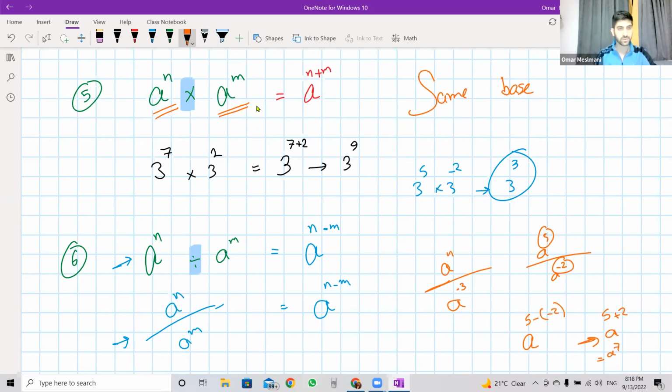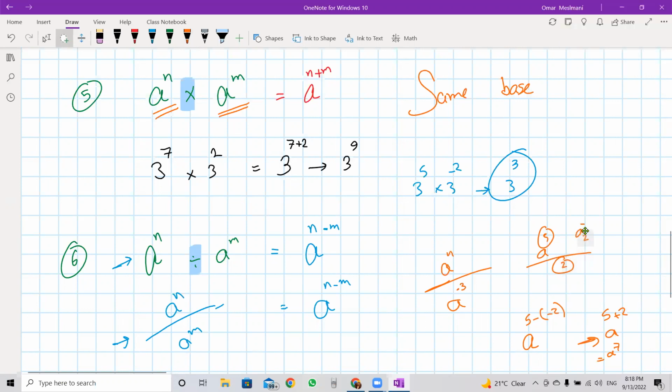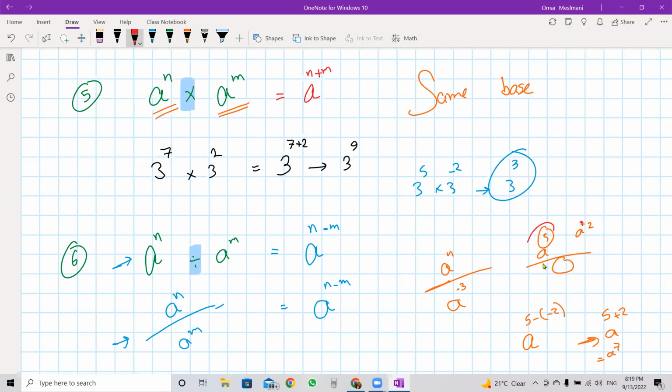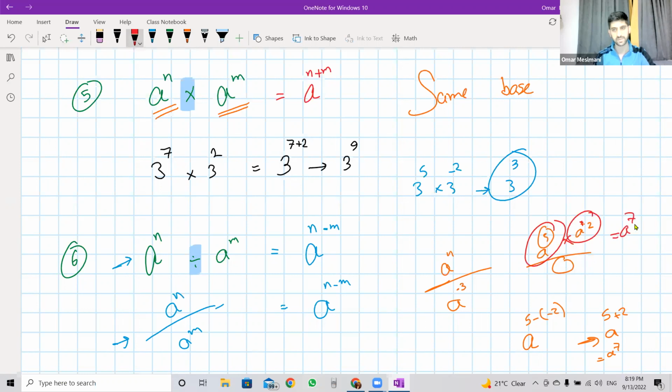Or, Mr. Jawad, you do this. Because this is a negative power, you take it and you move it up. Once you move it up, you change the sign to make it positive. And now what I have is a power 5 multiplied by a power 2, which is the same a power 7. So you can do this, you can do that, you can do anything you want, the same answer.